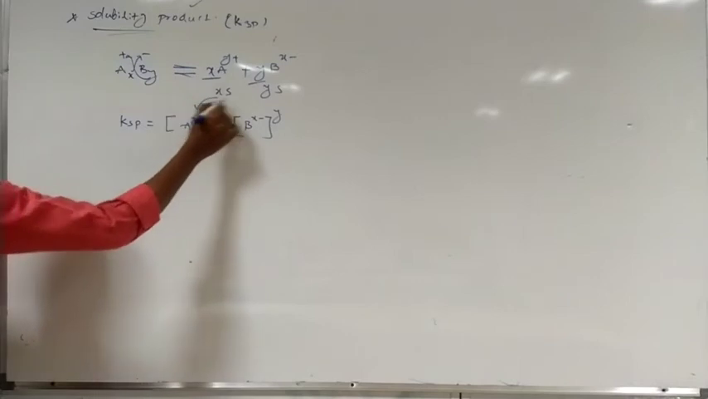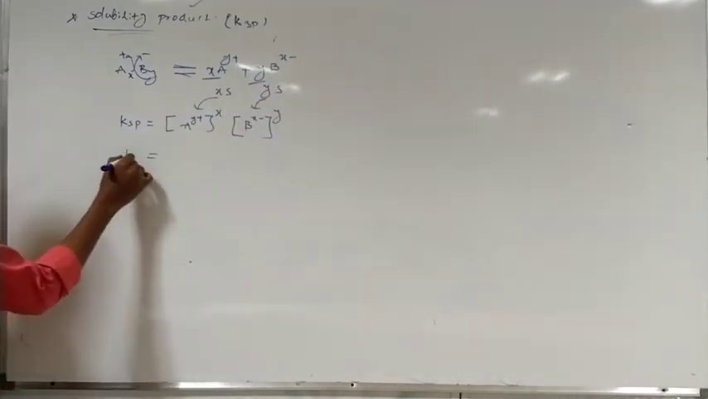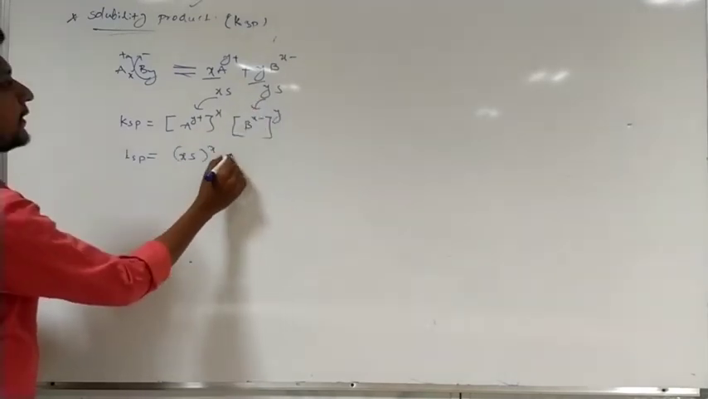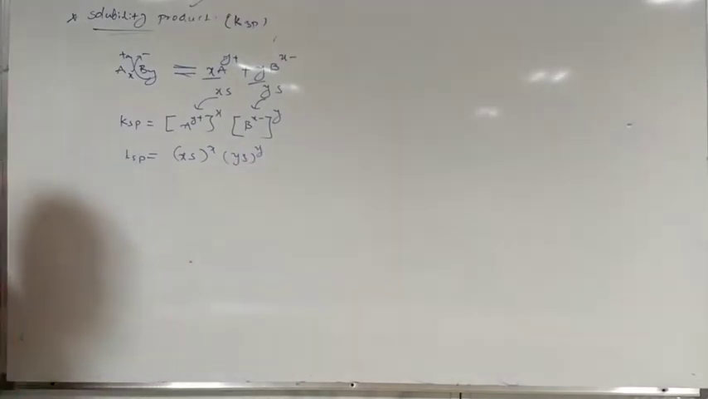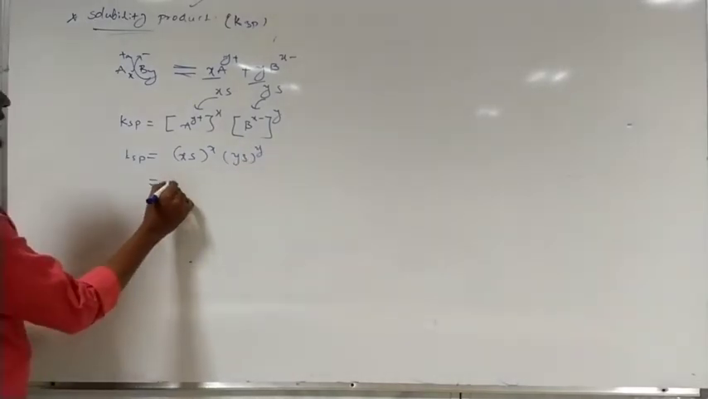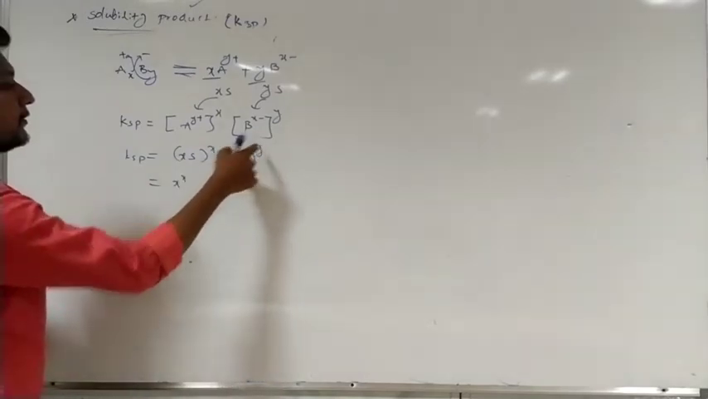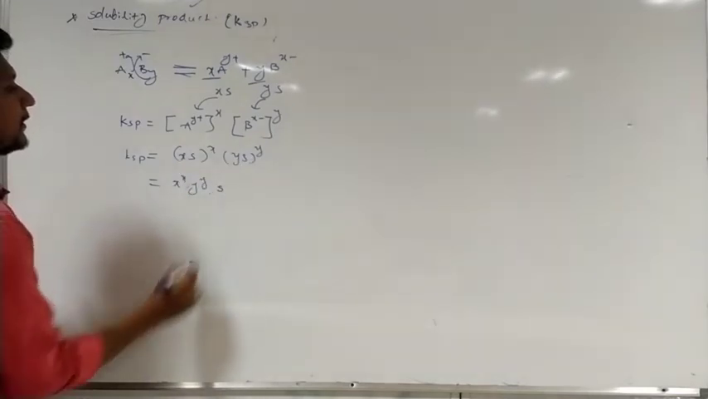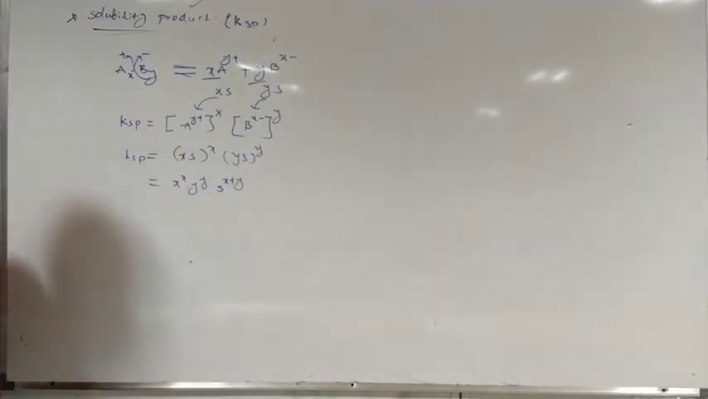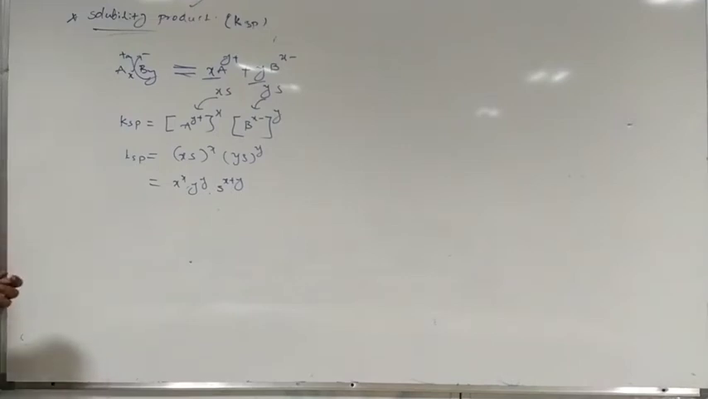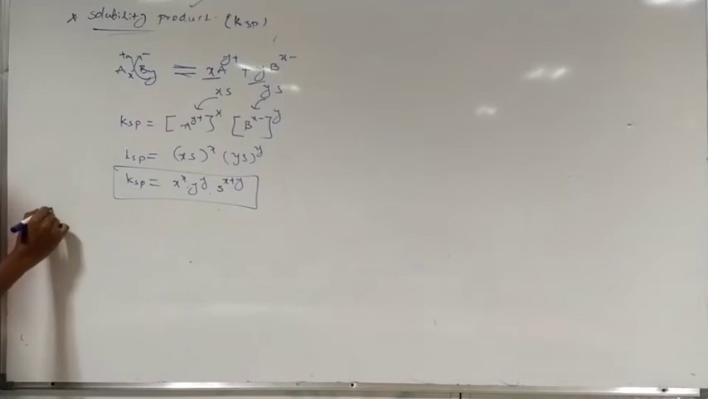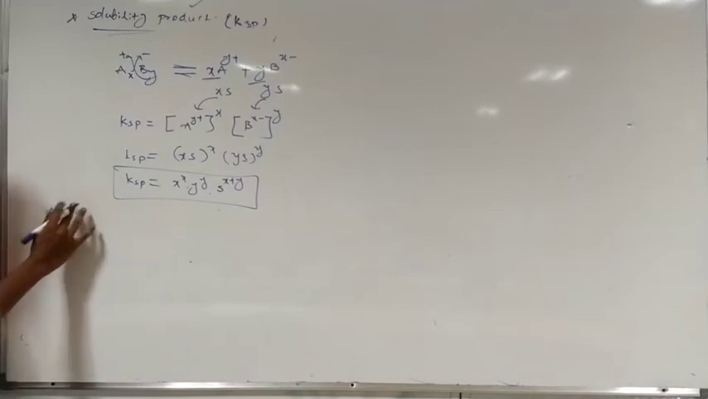Substituting, Ksp is equal to xS to the power x times yS to the power y. It can also be written as x to the power x, y to the power y, and S is taken as common, S to the power x plus y. This is a generalization equation that I am writing for the AxBy type salt.